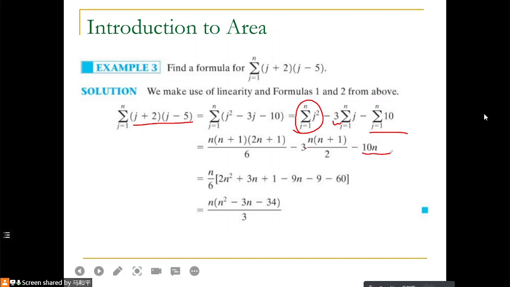Minus 10n. Then we simplify it, calculate this one, and we have 3n minus 9n. We have this is equal to minus 6n, minus 6n over 6. This is n squared, here's n, so this is the final answer. Use this formula.